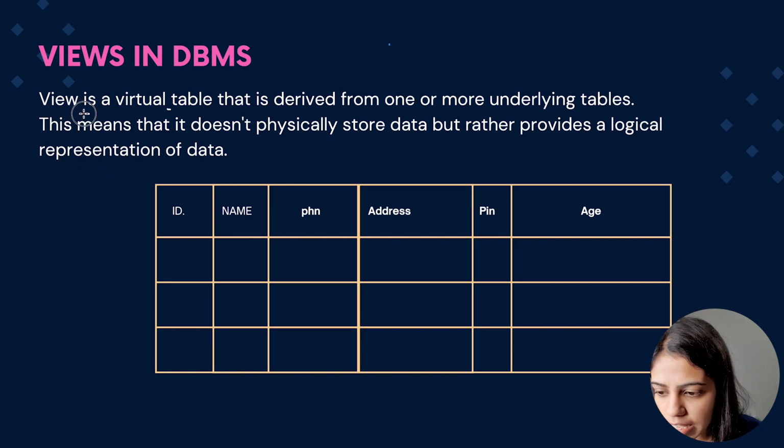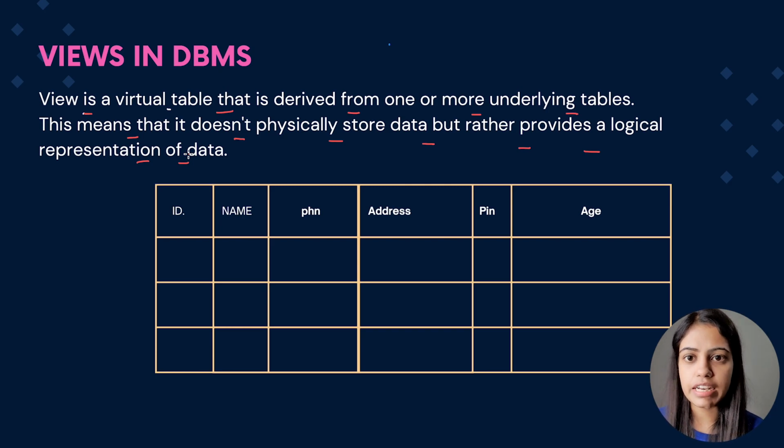So view is a virtual table that is derived from one or more underlying tables. This means that it doesn't physically store data but rather provides a logical representation of data. So from the definition, it is evident that view is not a table which is already created. It's kind of a virtual table.